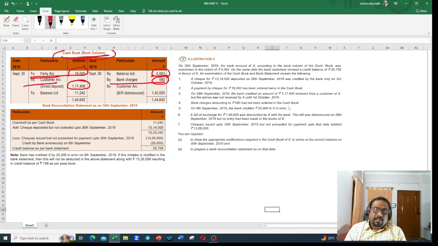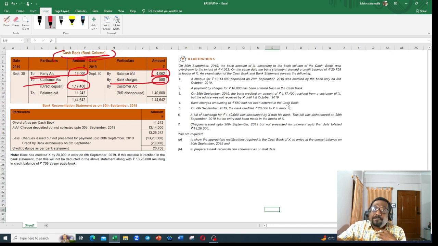Are you getting my point? By mistake, the bank credited. It is a banker error. It is not our error, and it is neither an error nor an omission from my books. Why? It's wrongly recorded by the banker, so I don't require to write in my books. So it is neither an omission nor an error from my cash book side.